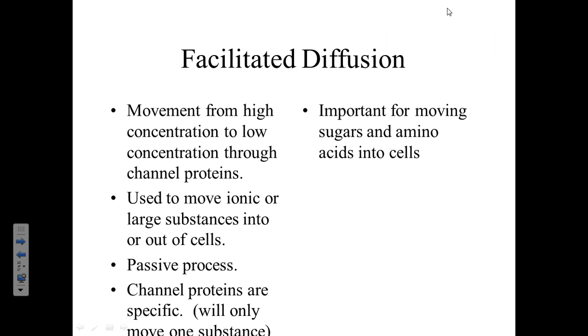Right, so far we talked about 4 ways that things can move in a cell. What's the most basic way? Diffusion, just simple diffusion. Things move from high to low concentration. They move passively.